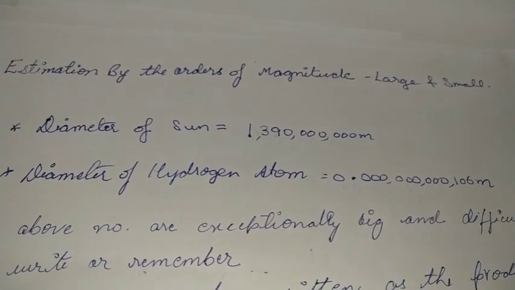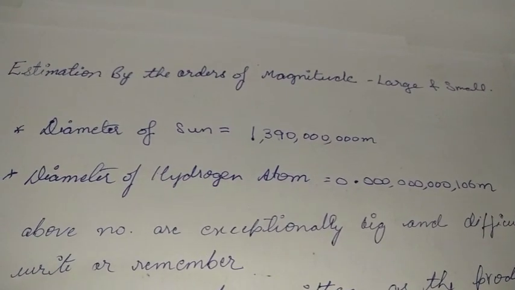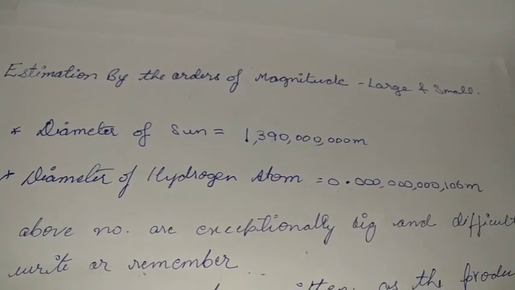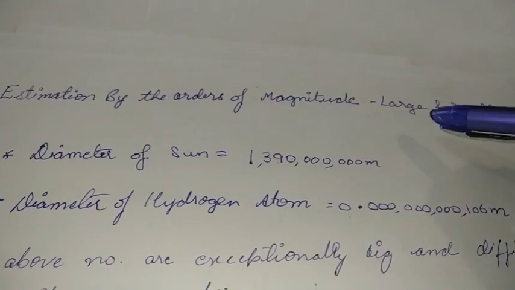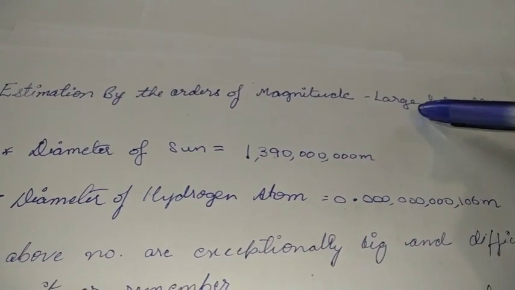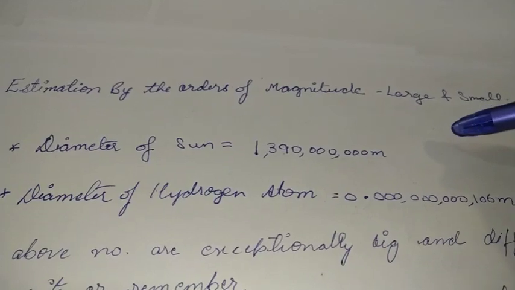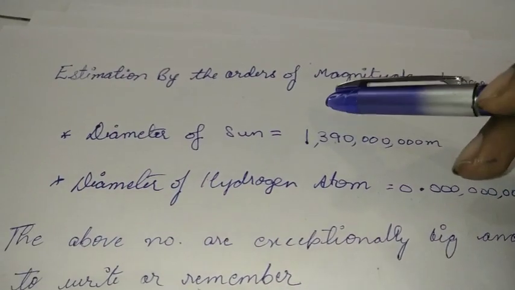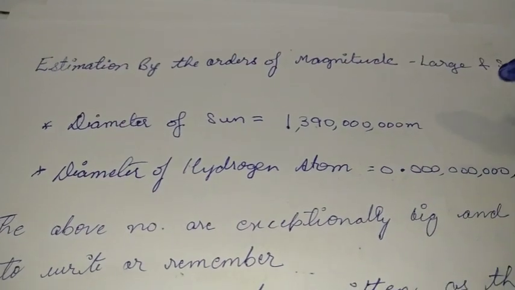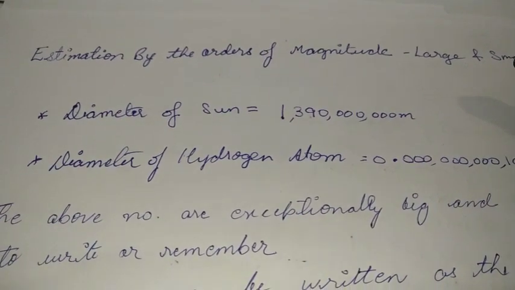Now we are very well aware what the word magnitude refers to. Magnitude refers to a particular value. That particular value could be very large or it could be very small. So based upon this context, how should we represent a particular value? That is what we are going to estimate today with the help of estimation by the orders of magnitude.